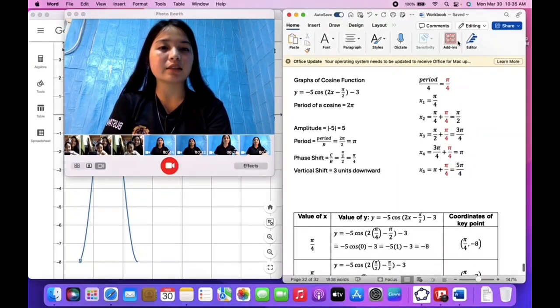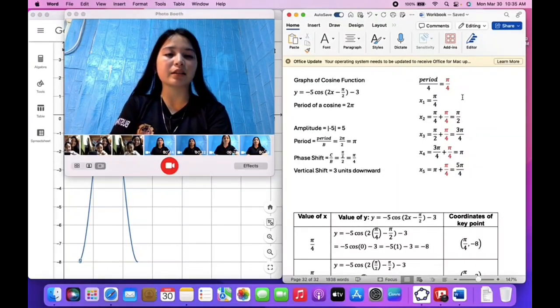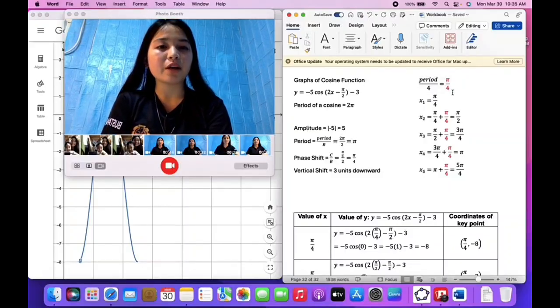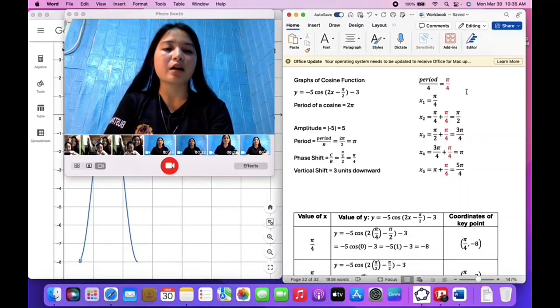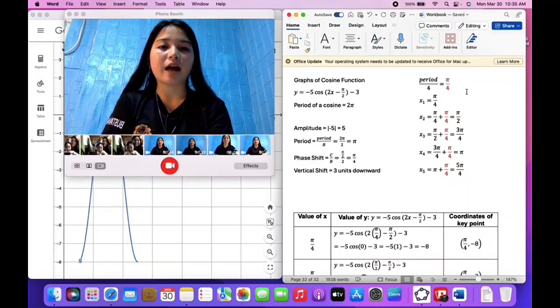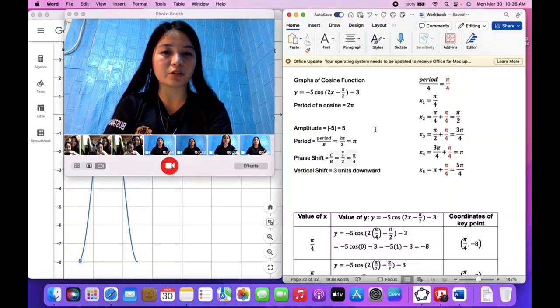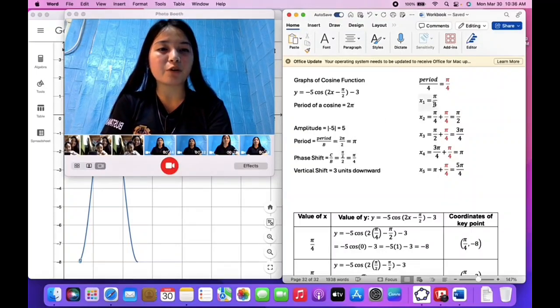Now let us identify our x-intercepts. To find our x-intercepts, we must add the period over 4. Our period is pi, and pi over 4 is the quarter of it. Our phase shift is pi over 4, so pi over 4 is the start of our period. Our second x-intercept is equal to pi over 4 plus pi over 4, which is equal to pi over 2.